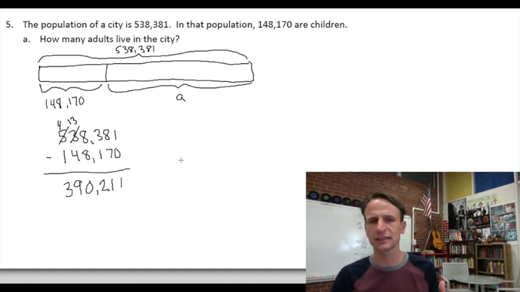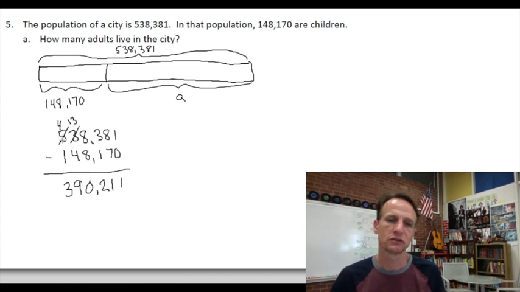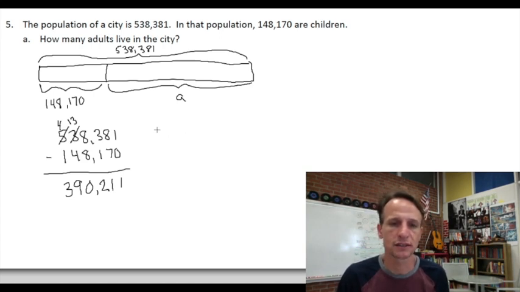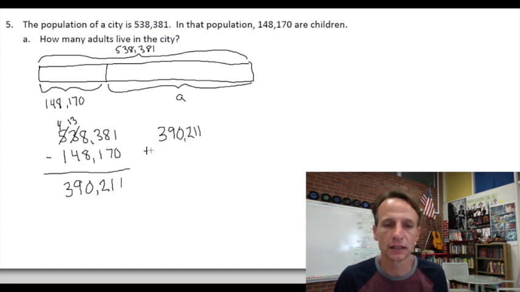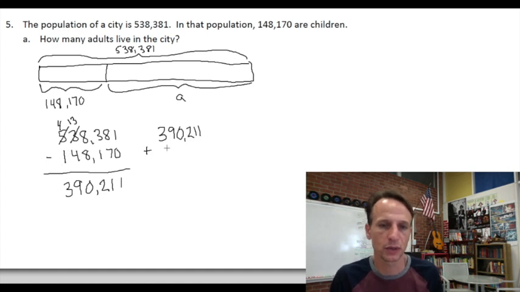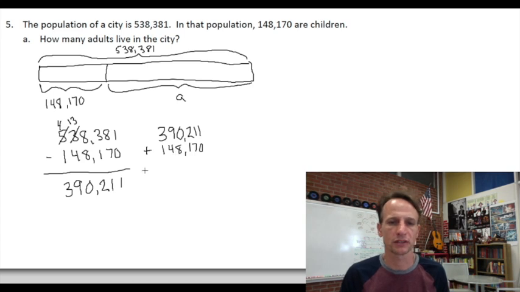Alright, and just quick glances, this answer makes sense, even if you just round it to the nearest 100,000. 500,000 minus 100,000 is 400,000. That works. Well, let's do the full-on check. So you take the difference, the answer you got there, 390,211, and then we will add what we subtracted, the subtrahend, 148,170. And I'm doing my darndest here to line up those place values, otherwise you get everything all haywire.